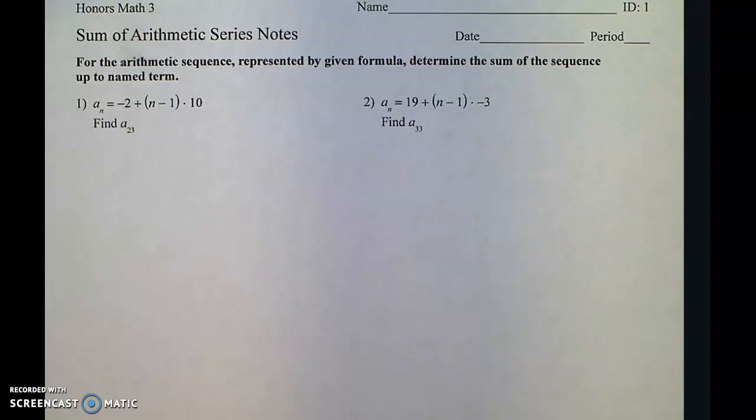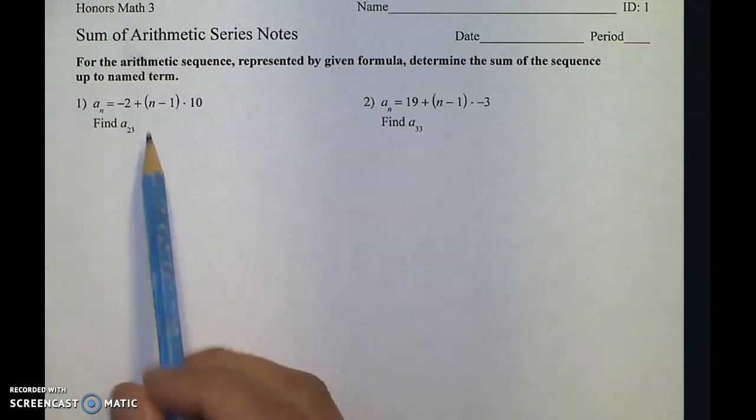Good morning. We're going to finish up this week going over these examples of how to find the sum of an arithmetic series. Alright, so we've got 3 examples to go over today.